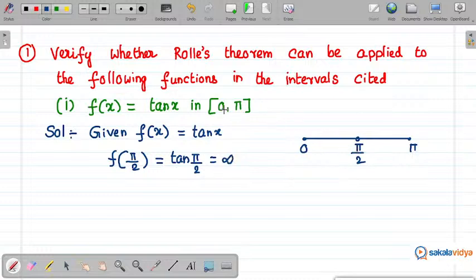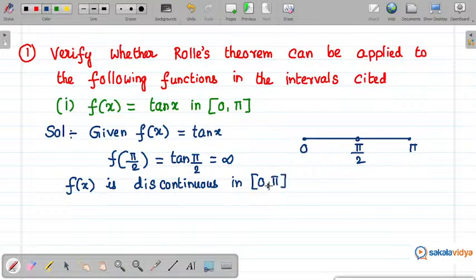So pi by 2 lies in between closed 0 comma pi, and at pi by 2 the function is not defined. Since the function is not defined, it is a discontinuous function. But according to Rolle's theorem, f of x should be continuous in the closed interval. So what do we write here? f of x is discontinuous in closed 0 comma pi interval. So it does not satisfy this condition. That's why Rolle's theorem is not applicable.